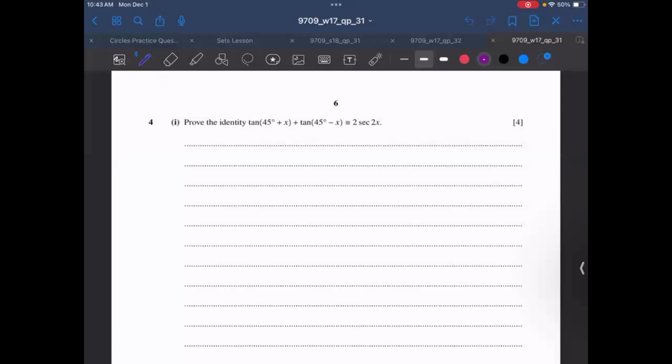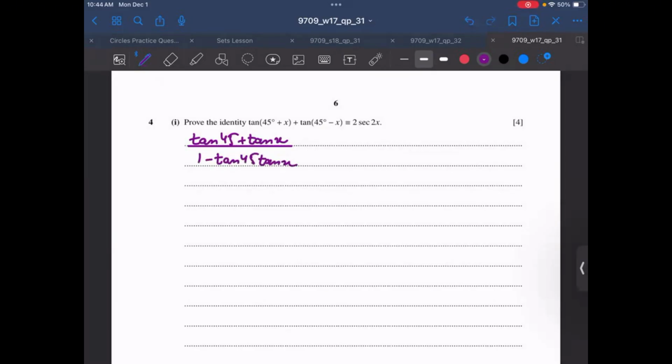In question number 4, we have to prove the identity tan(45 + x) + tan(45 − x) = 2 sec 2x. For tan(45 + x) and tan(45 − x), we'll simply apply the addition formula for tan(a + b). If it is plus, that is (tan a + tan b) over (1 − tan a tan b). So that will become (tan 45 + tan x) divided by (1 − tan 45 tan x).